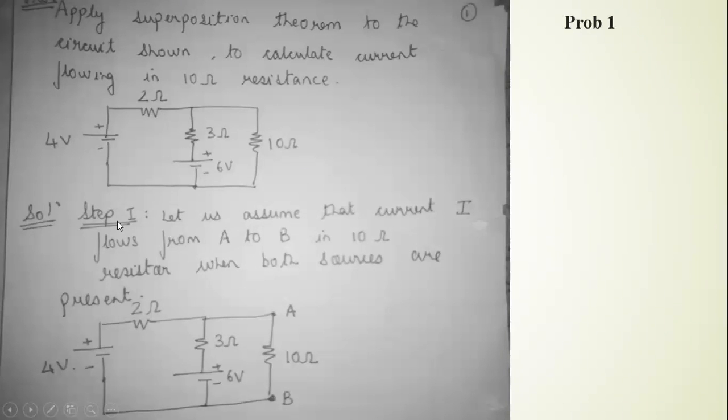So let us proceed with step number 1. As you must remember, here we are only supposed to calculate the current flowing through the 10 ohm resistor. So we'll just mark the terminals of the 10 ohm resistor as A and B. We don't know the actual direction of current, so we will assume a current I to be flowing from A to B when both the sources are present, that is, when 4 and 6 volts are present. So step number 1 is just the assumption of the direction of current that will be flowing through the 10 ohm resistor when both the sources are present. Now let us proceed to step number 2.